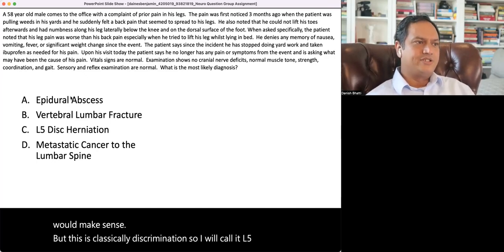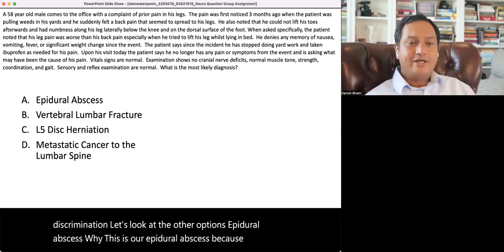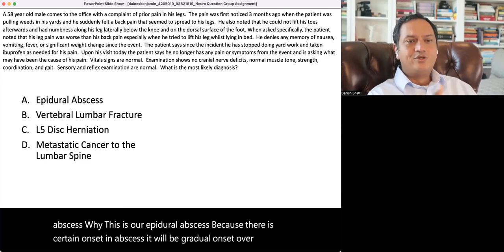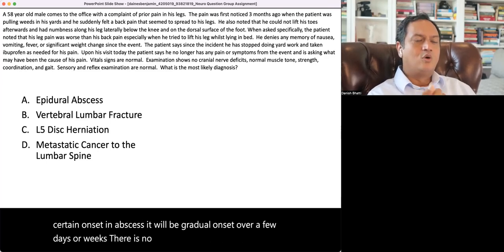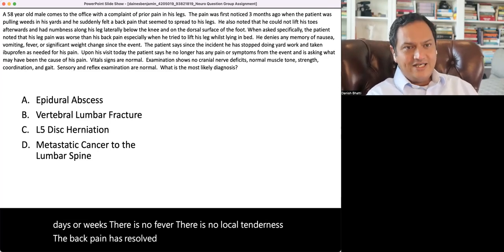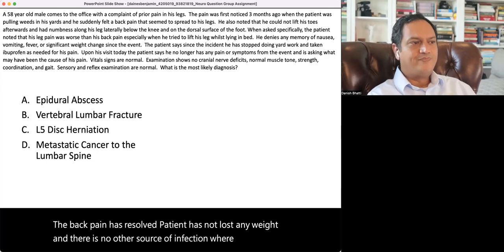Let's look at the other options. Epidural abscess. Why is this not epidural abscess? Because there is sudden onset here, and in abscess it will be gradual onset over a few days or weeks. There is no fever. There is no local tenderness. The back pain has resolved. The patient has not lost any weight. And there is no other source of infection where the epidural abscess will come from.